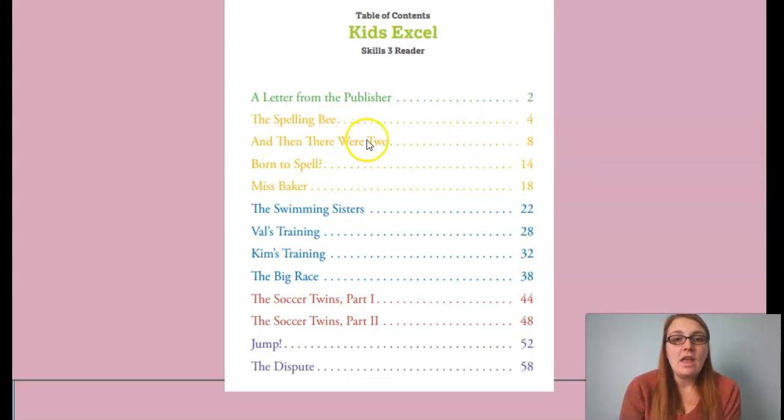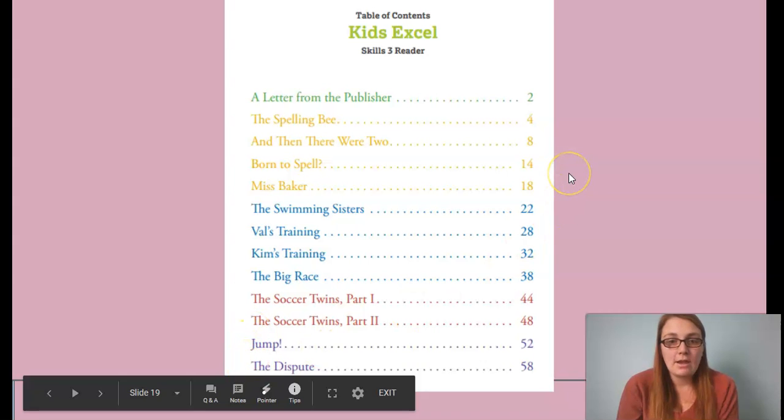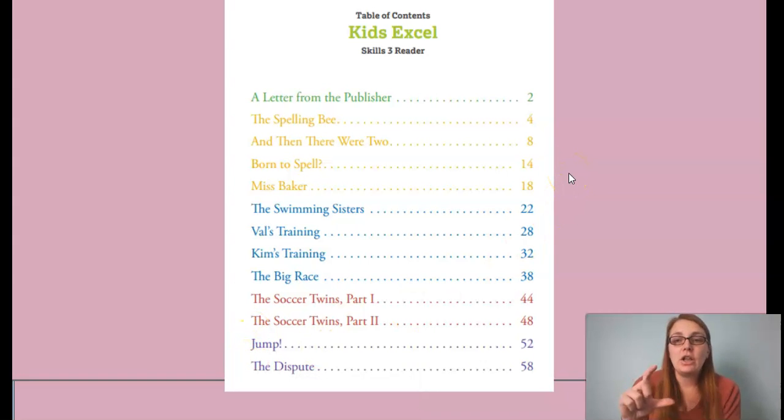Yesterday we read, And Then There Were 2. So looking at the table of contents, the next section we have Born to Spell on page 14. And if you notice, these stories, The Spelling Bee, And Then There Were 2, Born to Spell, and the next story, Miss Baker, are all yellow. Then there's a section of blue, red, and purple. Each color indicates that those stories are related to each other.